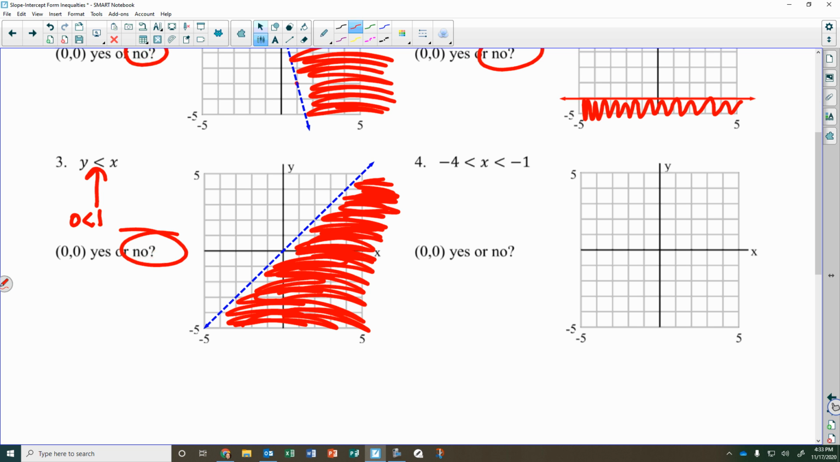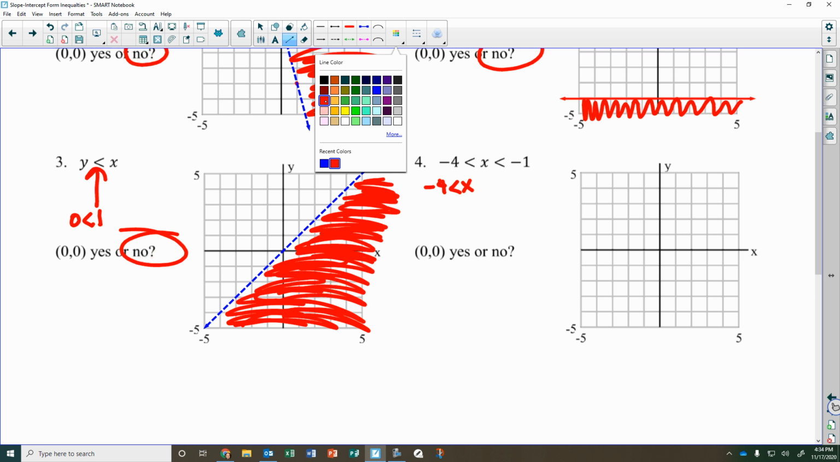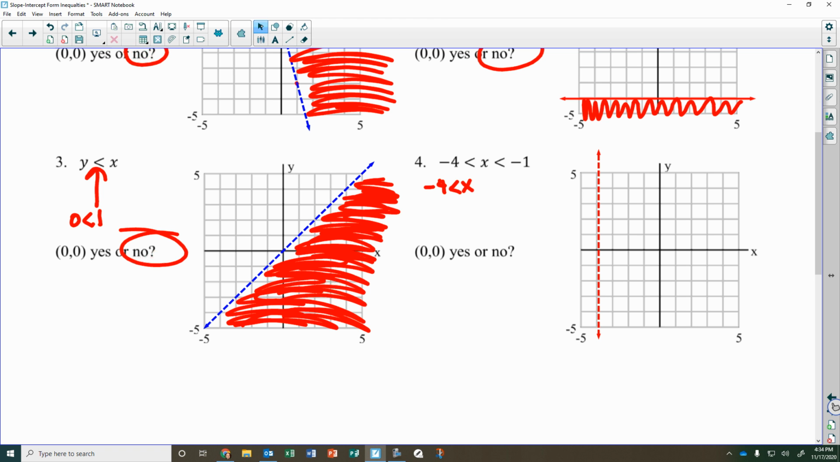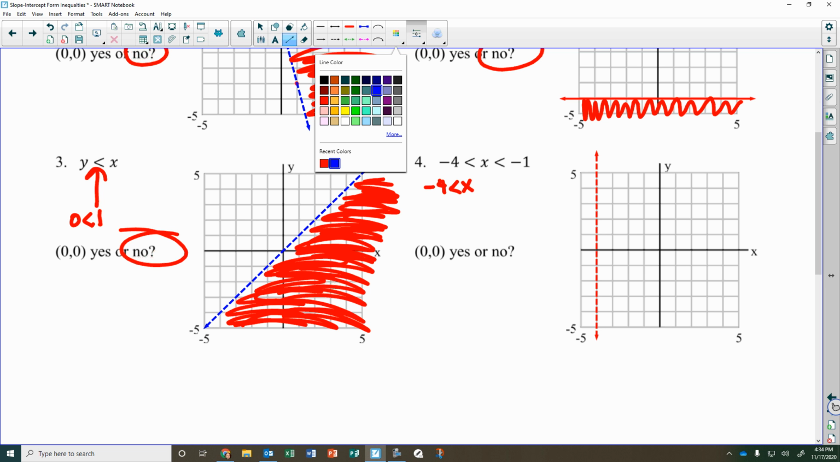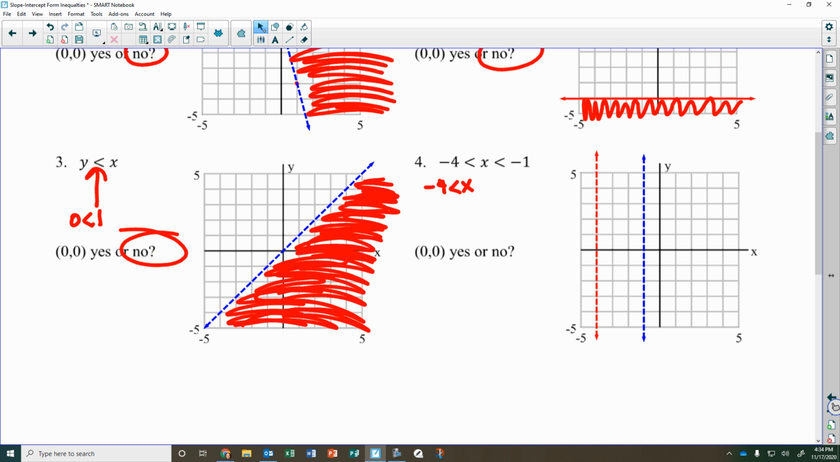So far, so good. And then the last one is a compound inequality. This would be like saying negative 4 is less than x. So that would look something like this. We got two lines here. So at -4, there we go. We'll move that over a little bit. And then our other line, we'll make blue, is at -1, which is right here. So there's our two lines.